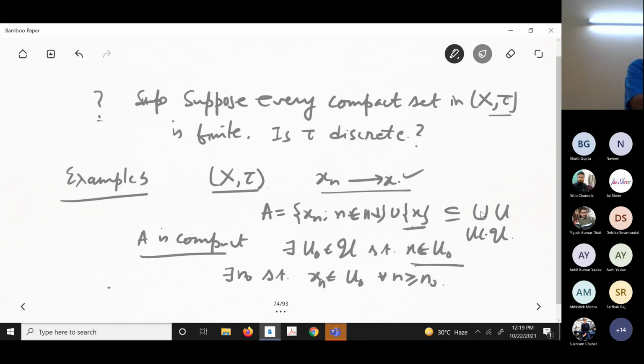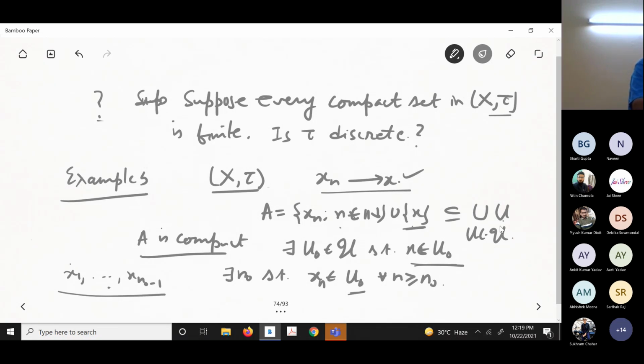I need to produce a subcover. Now look, only finitely many points are outside U naught. So keep U naught, and outside, at best, not all of them have to be. At best you have these. These may be outside U naught. Fine. Then for each of these points, they are here in the union.